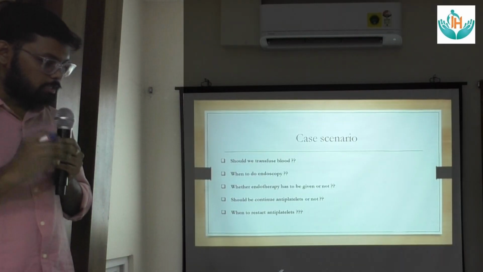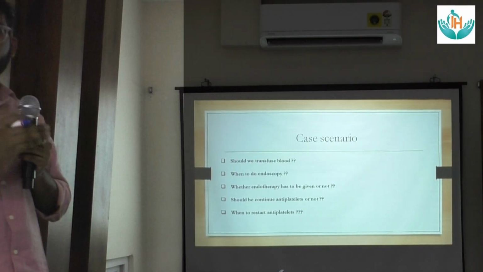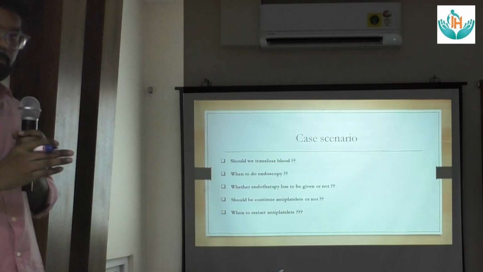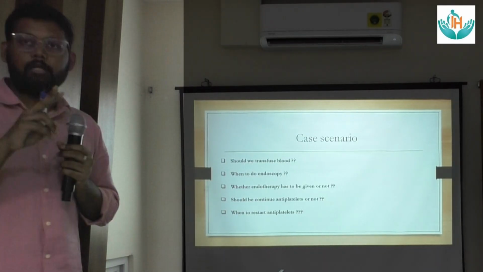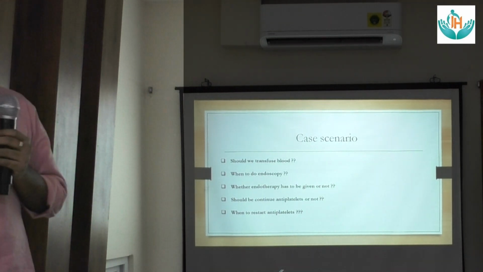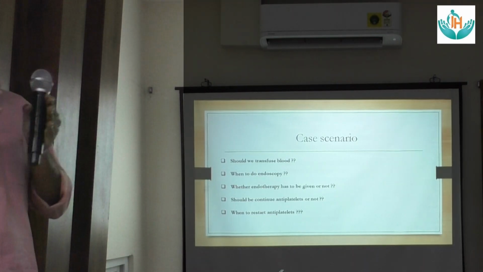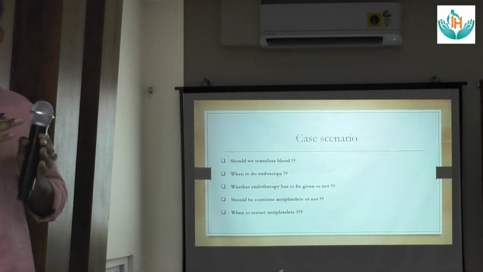Whether endotherapy has to be done or not: as the ulcer is Forrest 1B, endotherapy has to be done. So we applied hemoclip and injected adrenaline also. She is on dual antiplatelets, aspirin and clopidogrel. So the question is, should we continue this or not? As she is a very high risk patient, generally we stop clopidogrel and continue aspirin.